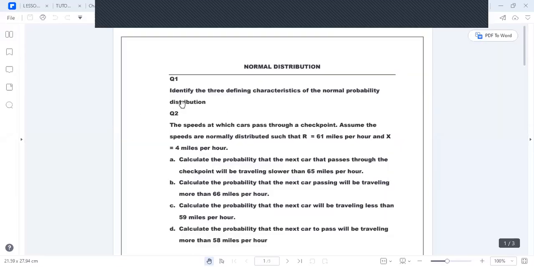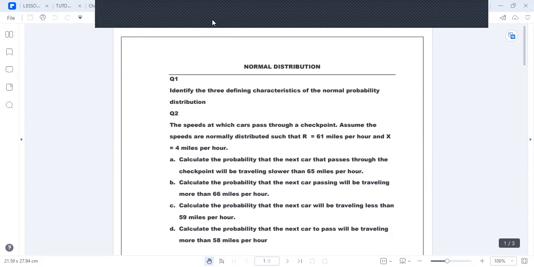So define the three characteristics of normal distribution. Who remembers? So bell-shaped, they're symmetrical, area under graph is equal to 1. Question number 2, speeds at which cars pass through a checkpoint are assumed to be normally distributed with a mean of what? Mean 61 miles per hour. And our standard deviation is 4 miles per hour.